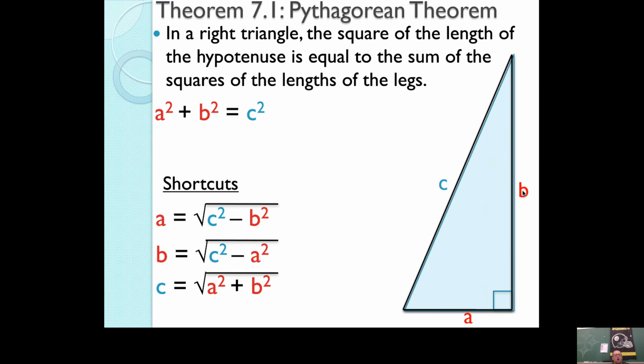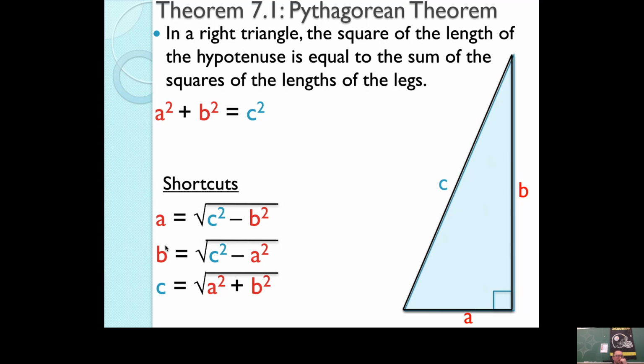A and B are always going to be the legs. Those are going to be the sides that touch the right angle. C is going to be the hypotenuse. So if you want to do this in a quicker fashion and get A or B by itself, you would subtract that from your C squared and then unsquare the variable to get either A or B by itself.